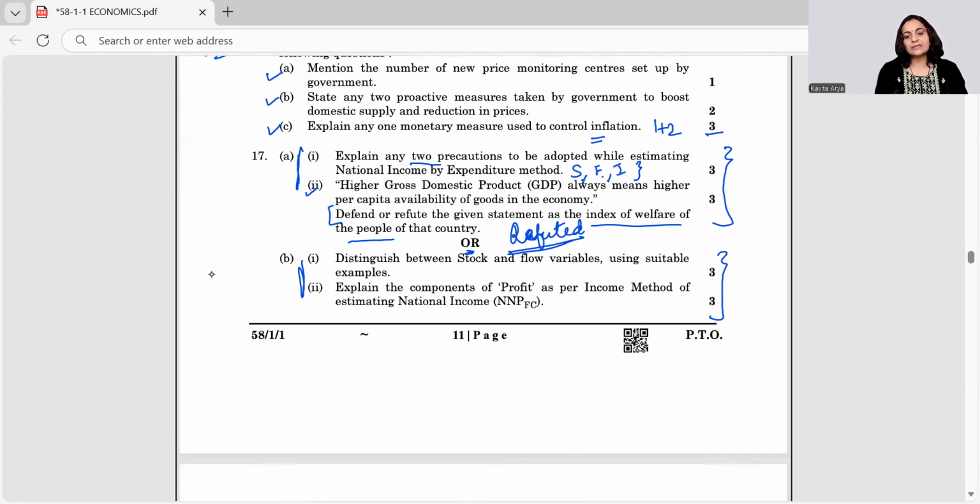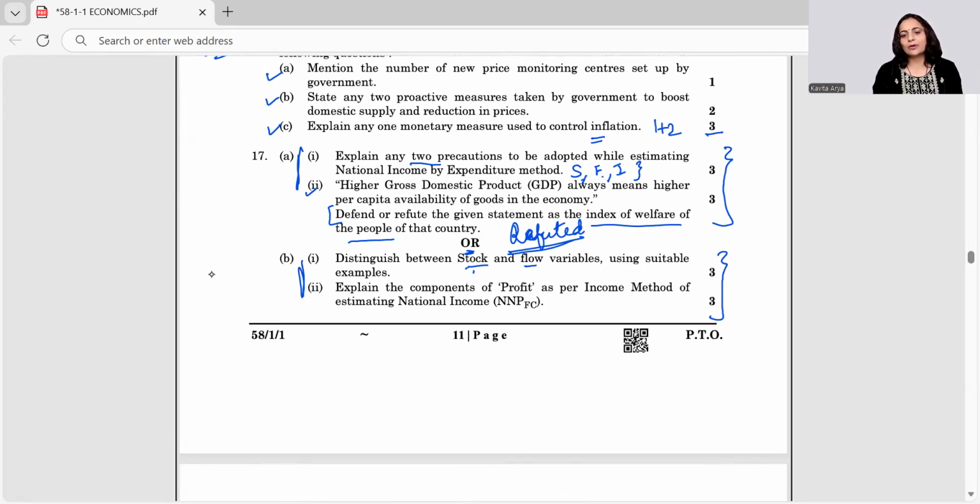And the last question is distinguish between stock and flow using suitable examples. So you have to give the statement that stock variables are calculated at a point of time, whereas the flow variables are measured over a period of time. And the best possible example is national wealth is stock and national income is flow. Right? So this way you can give the example as well as the definition.